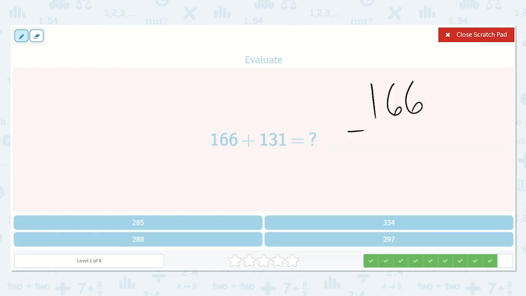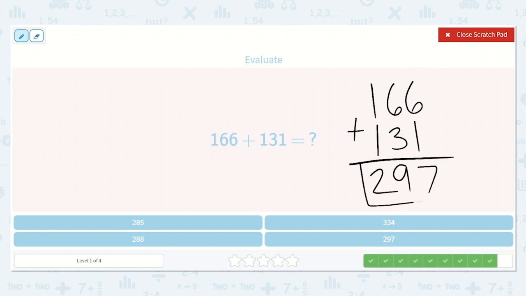166 plus 131. We keep our ones, tens, and hundreds together. 6 plus 1, what is the next number after 6? Yeah, 7, because we're just counting on 1. Then we have 6 plus 3, so 6, 7, 8, 9. And then we have 1 plus 1, which we know is 2. So 166 plus 131 is equal to 297.